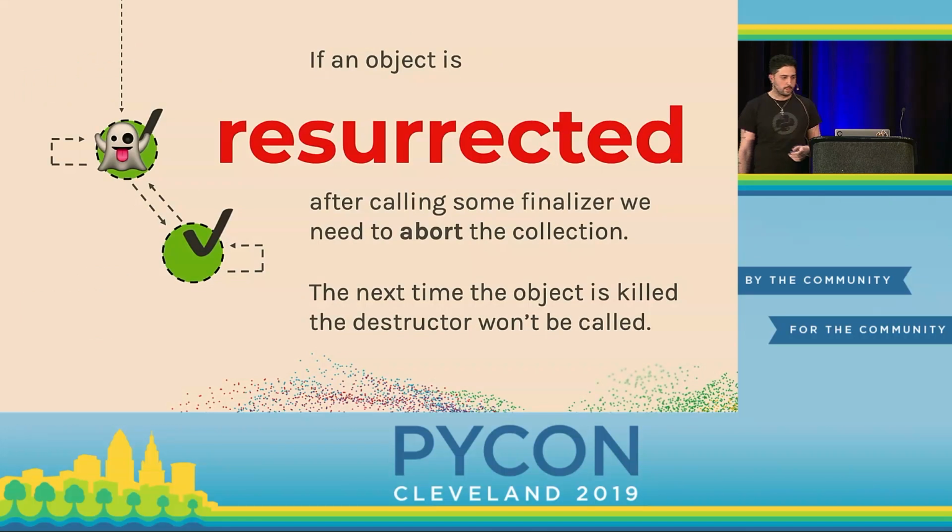So you may think, okay, this is okay, but what happens if the first object is actually resurrected, as we saw before? If the object is resurrected, it means that we need to abort the whole collection. That object cannot actually be destroyed because it has been resurrected, but not only that, all the other objects referred to by that one need to be resurrected as well, because you cannot leave the object in an inconsistent state. So basically, you abort the collection and put all the objects back.